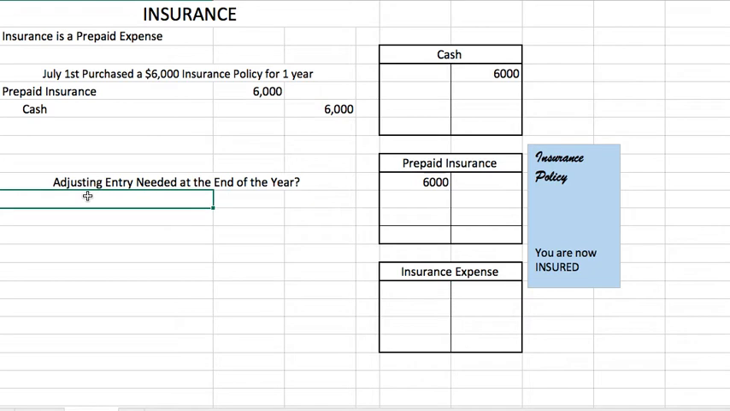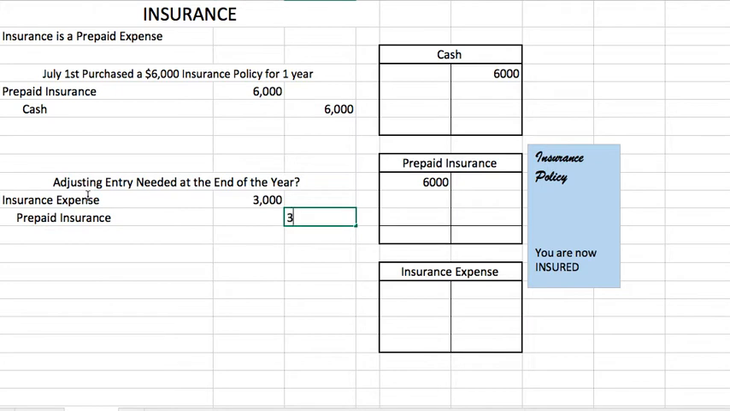So our adjusting entry for insurance would be to debit insurance expense for $3,000. Where did I get $3,000? Well, and I would credit prepaid insurance for $3,000. That's because 6 months has expired. So what happens there is I debit insurance expense for $3,000. I credit prepaid insurance for $3,000.